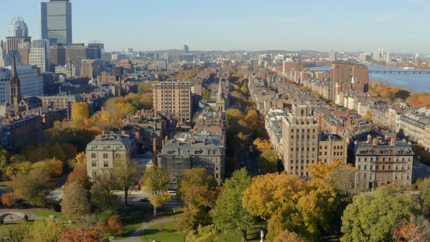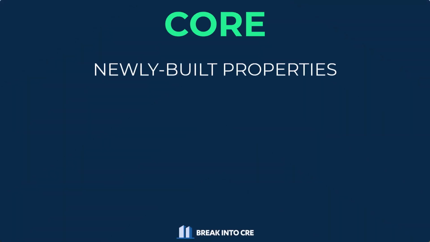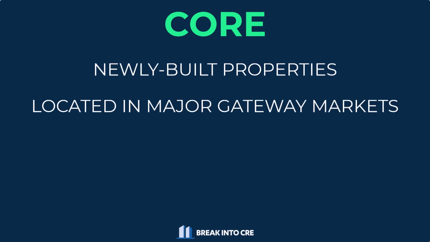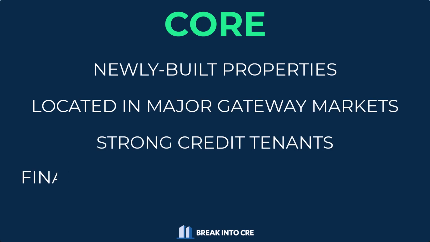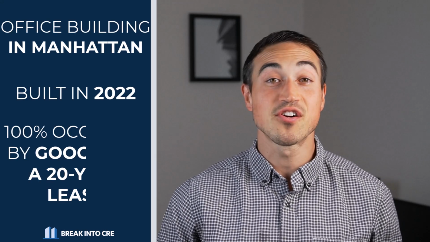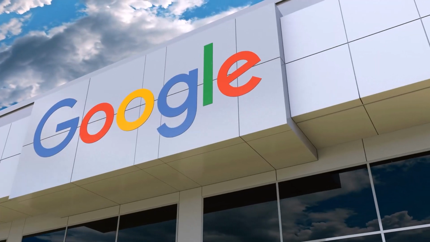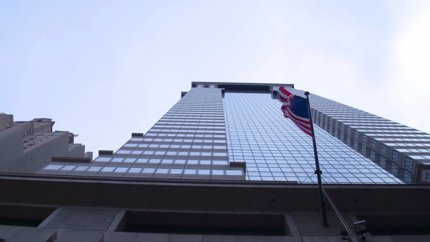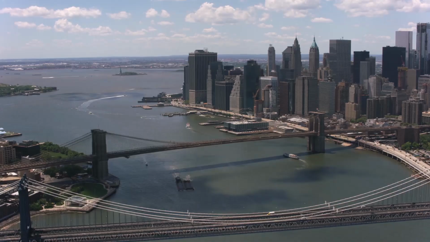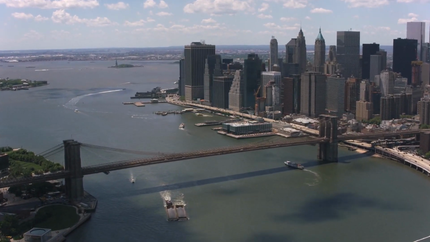So to start off with the lowest level of risk, we have the core bucket, which tends to include newly built properties in major gateway markets with strong credit tenants that are often financed with very conservative levels of debt or no debt at all. To use an example, this could be an office building in Manhattan built in 2022 that's currently 100% occupied by Google on a 20-year lease with a very low risk of default by the tenant, very little or no renovation needs of the property, and a very high probability of being able to re-lease the space to another quality tenant at the end of the lease term.